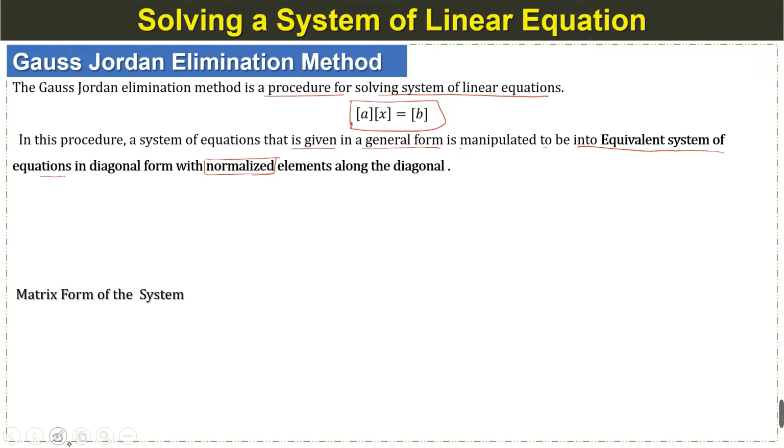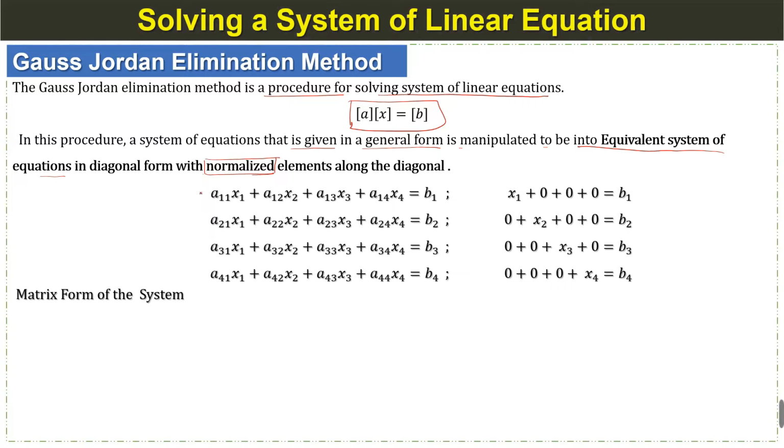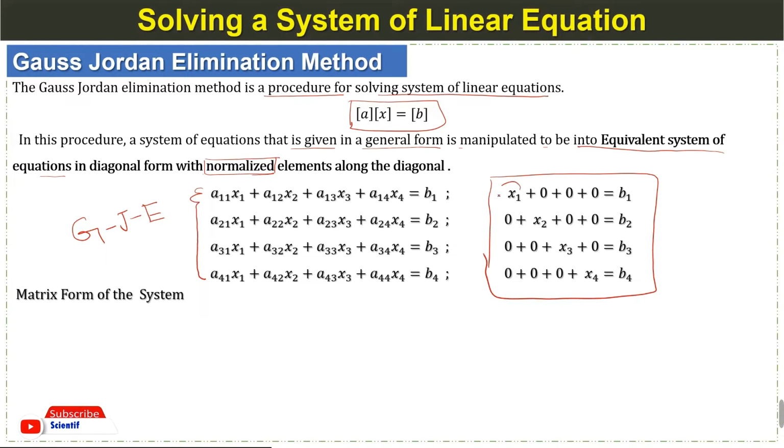Okay, so first I will show you these are the system of linear equations. We apply the Gauss-Jordan elimination method on these system of linear equations, and we get the equivalent system of linear equations with the normalized elements along the diagonal. Okay, the pivot coefficients all are equal to 1. These are 1. These are the pivot coefficients.